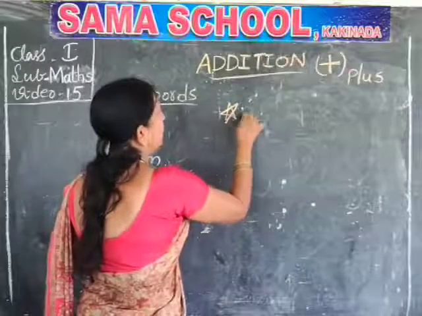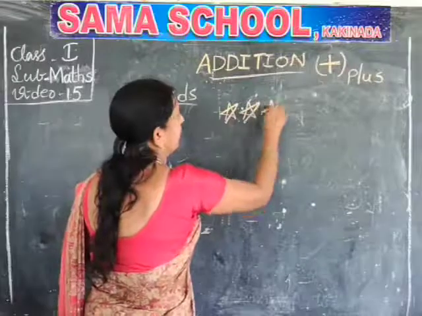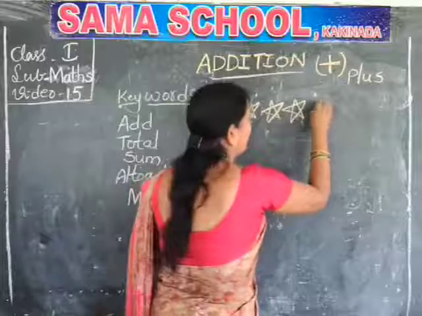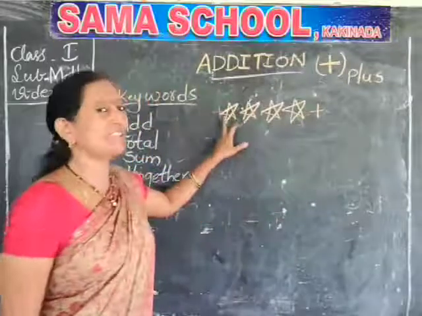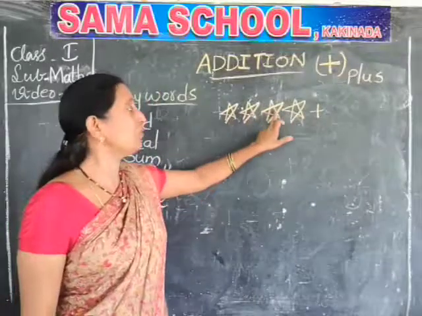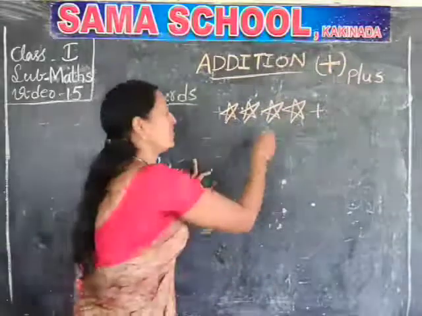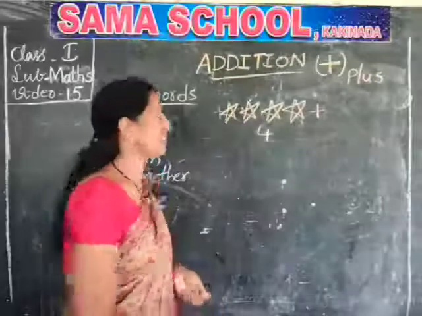1, 2, 3, 4, plus. Here how many stars? 1, 2, 3, 4. The number, how many stars of the number?